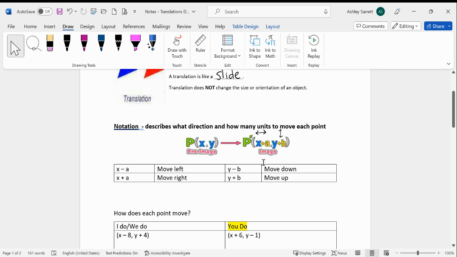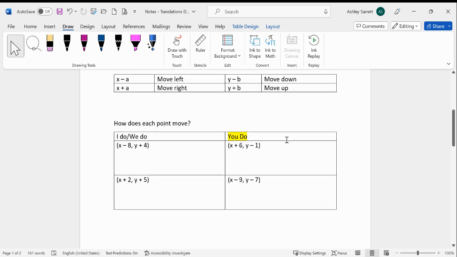So let's look at a couple of notations and just describe what kind of movement would happen. So here we have x minus 8 and y plus 4. So x is horizontal movement. So if it says minus 8, that means the image is moving left 8 units. Y is vertical movement. So if I see y plus 4, then that image is also going to shift up 4 units. So it would go left 8 and then up 4.